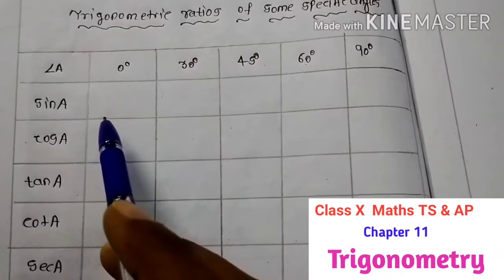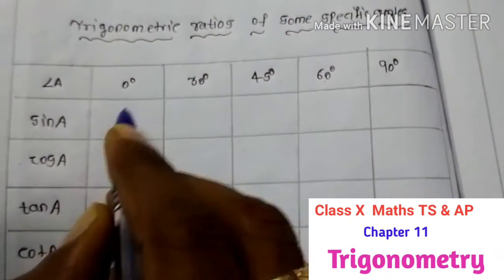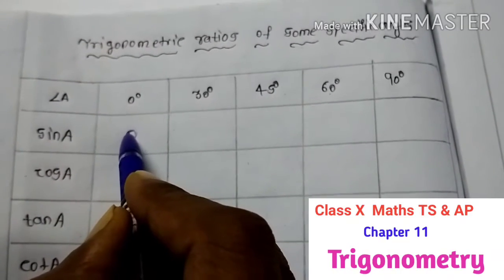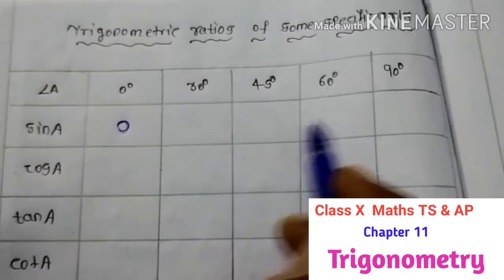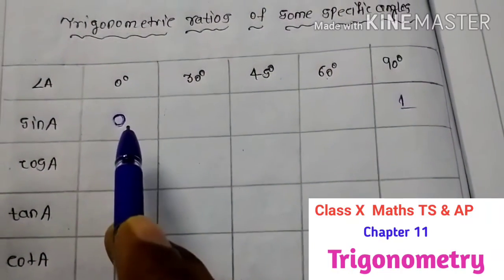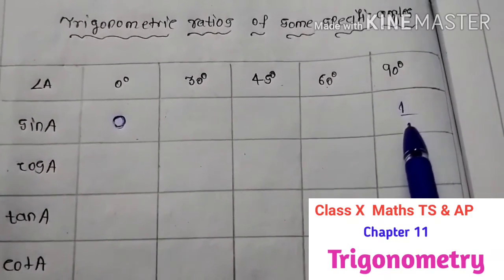So the first main thing is your sin A. You can start with 0. Sin 0 degrees will always be 0 only. Sin 90 will be 1. You can remember: sin 0 will be 0, sin 90 degrees will be 1 only.